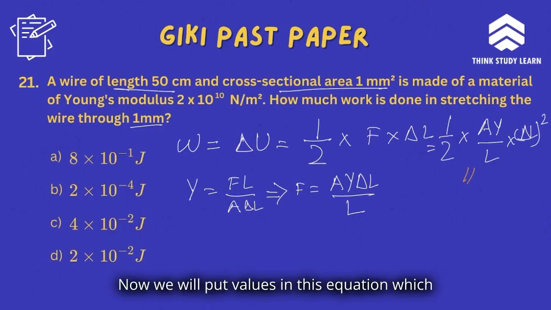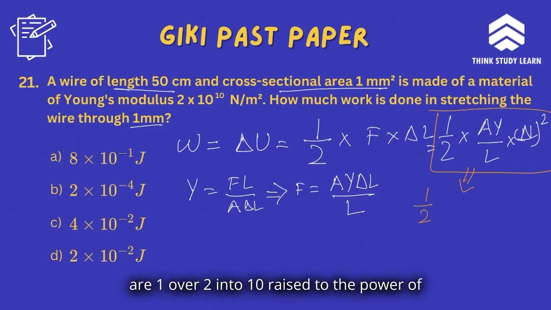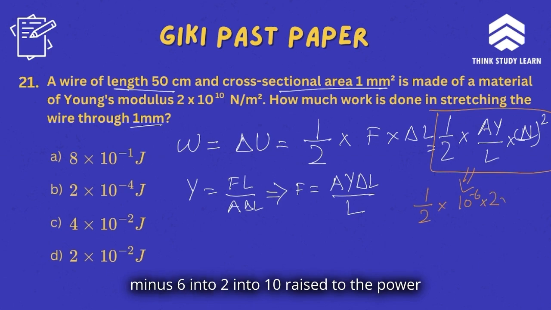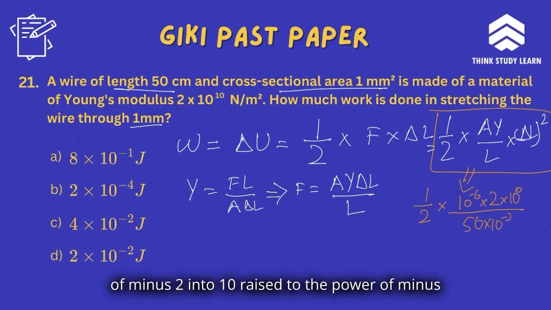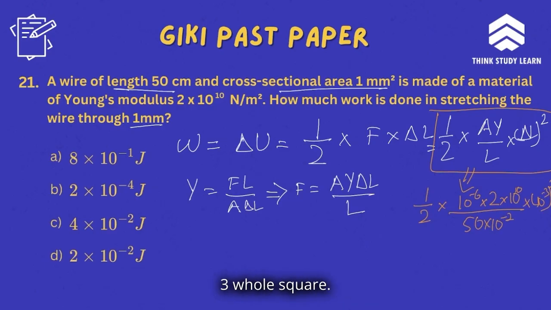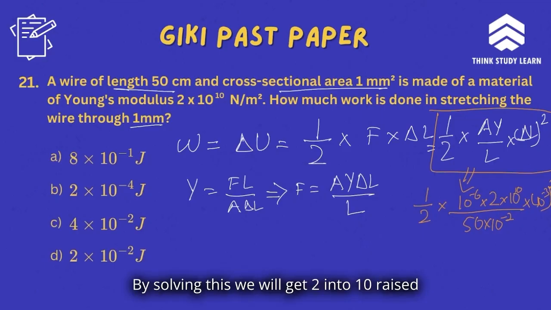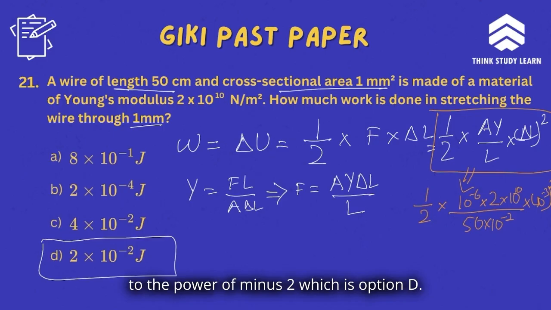Now we will put values in this equation, which are 1 over 2 into 10 raised to the power of minus 6 into 2 into 10 raised to the power of 10 divided by 50 into 10 raised to the power of minus 2 into 10 raised to the power of minus 3 whole square. By solving this, we will get 2 into 10 raised to the power of minus 2, which is option D.